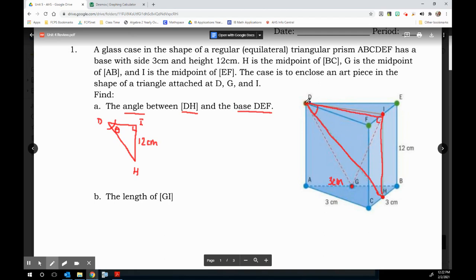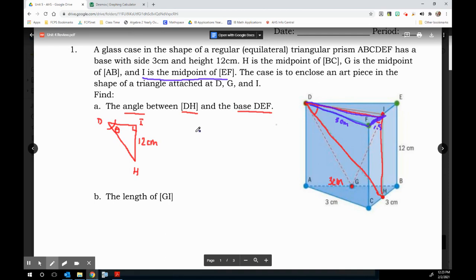But if I pay attention to D to I, I know that I is the midpoint of E to F. So that means if E to F is 3 centimeters, just like B to E, maybe this length is 1.5. And I also know that this length from D to F is also 3 centimeters, just like A to C is on the bottom. So let me bring that triangle out.